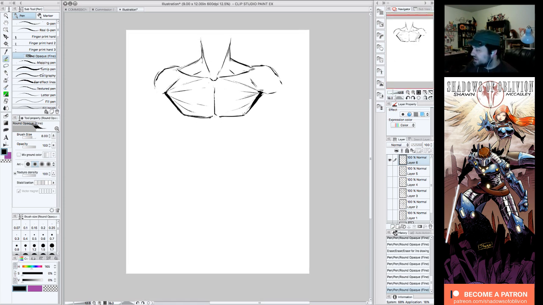So, with that in mind, next head length down. My guesstimate is going to be about here. So this is about where our waist is going to be.